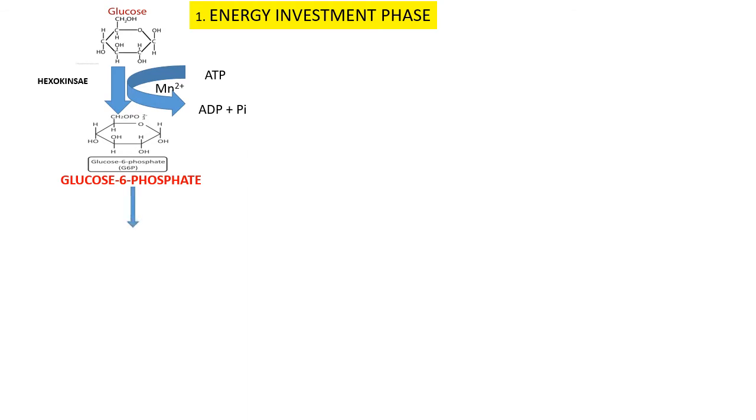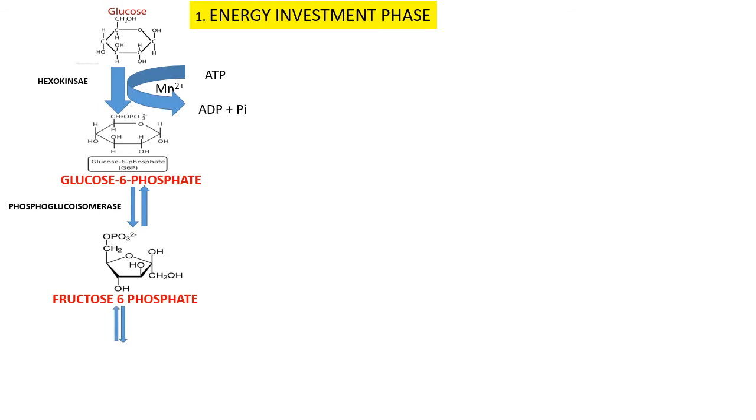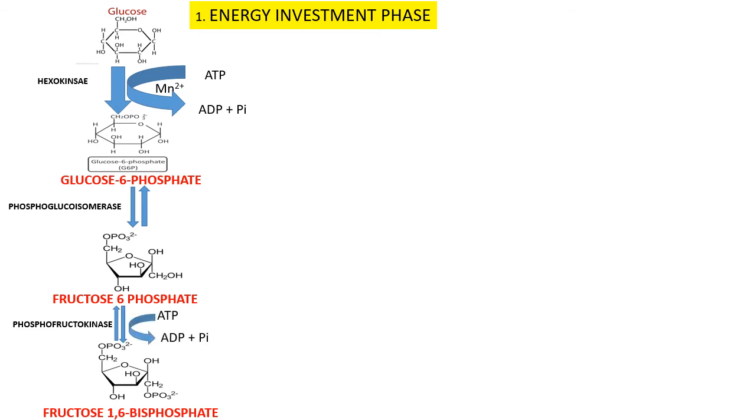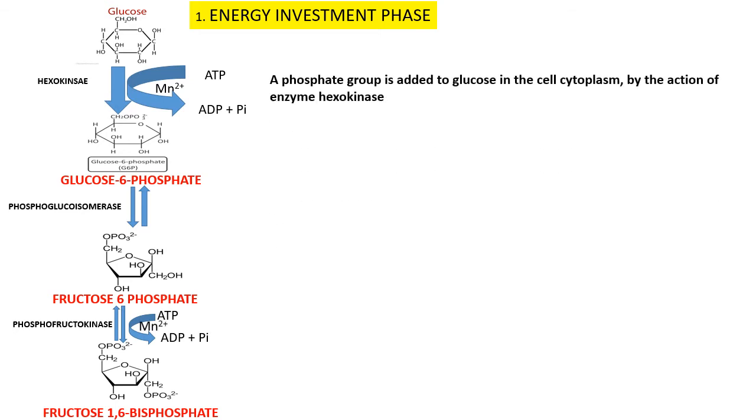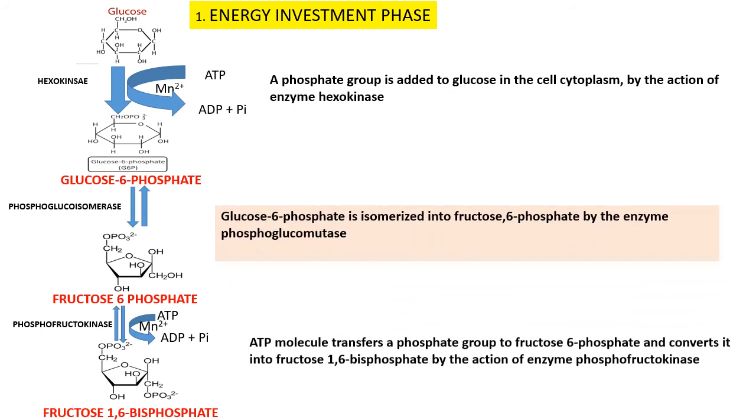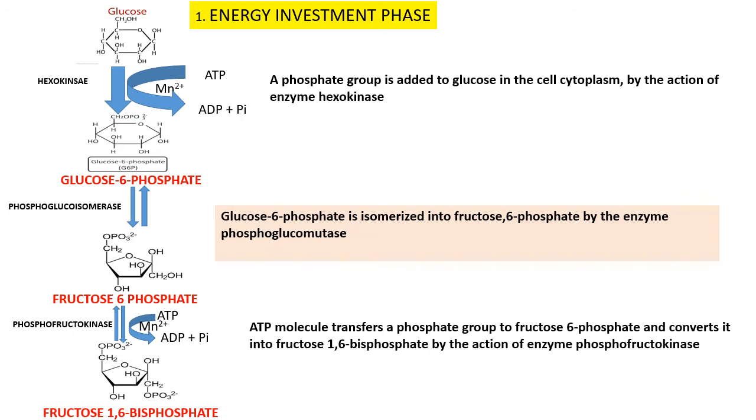In the second step, glucose 6-phosphate gets isomerized into fructose 6-phosphate. The enzyme which isomerizes glucose 6-phosphate into fructose 6-phosphate is phosphoglucoisomerase. In the third step of glycolysis, fructose 6-phosphate is phosphorylated again to form fructose 1,6-bisphosphate. The enzyme is phosphofructokinase. It again uses ATP and transfers the phosphate to the first position of fructose 6-phosphate, forming fructose 1,6-bisphosphate. This phase is known as the energy investment phase because two ATP are used in two reactions.